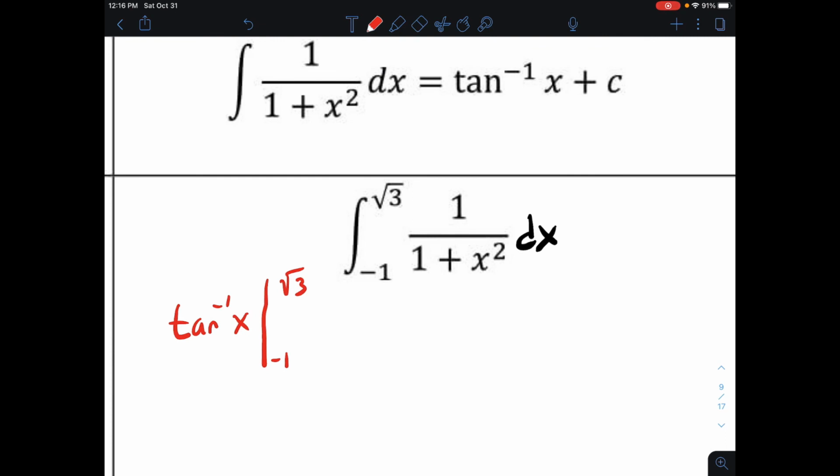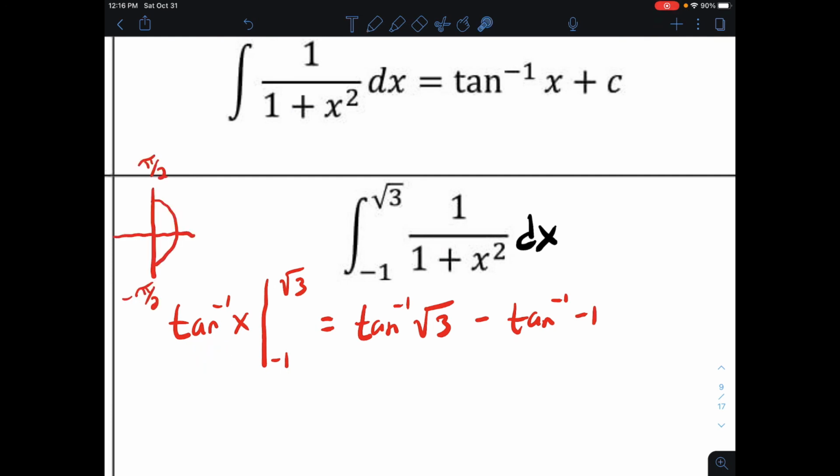I don't include the plus c on the end because we're doing a definite integral. So I'm going to put in the top number first. So it'll be the inverse tangent of the square root of 3 minus the inverse tangent of -1. I got to remember the range of inverse tangent. When I'm doing this, the range of inverse tangent is the right-hand side of the unit circle as well, where it can only output values from -pi over 2 to +pi over 2.